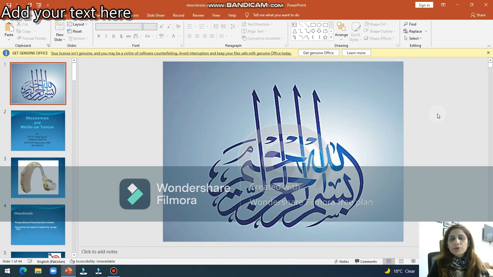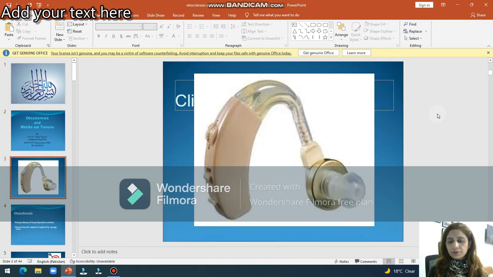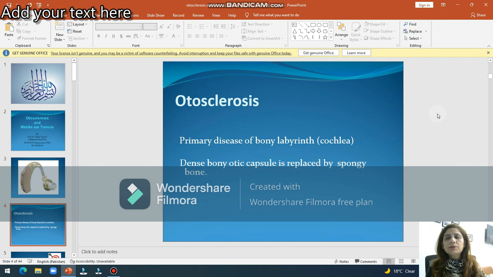Today's topic is otosclerosis. So, what is this? This is a hearing aid that can be used in otosclerosis. Otosclerosis is the disease of the otic capsule. The otic capsule is an invagination of ectoderm in fetal life. So this otic capsule is formed of ectoderm. So it is a primary disease of the otic capsule.